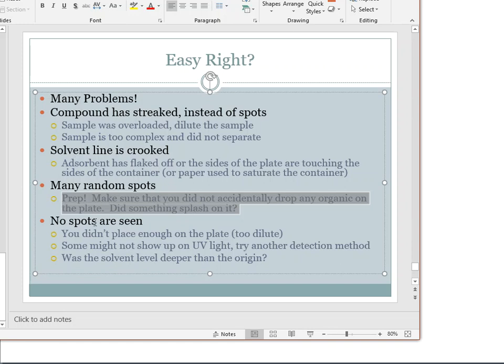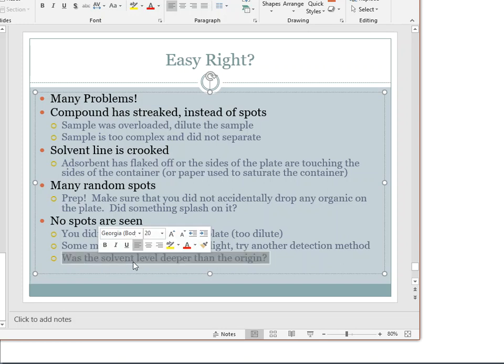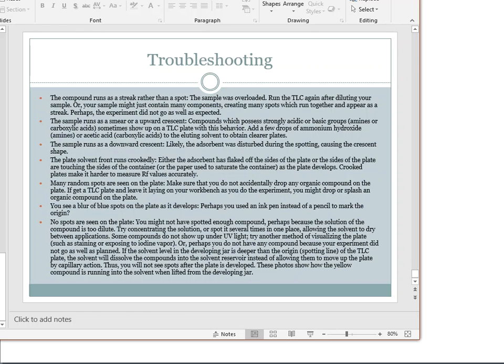And if you don't see any spots at all, you probably didn't place enough sample onto the plate. It might not show up with the indicator that you're using, so you probably need to choose a different indicator. And did you make sure that your solvent line or your mobile phase at the starting point, was it above the mobile phase layer? If not, your sample probably soaked into the well down below instead of getting pushed up through the plate by the mobile phase itself.